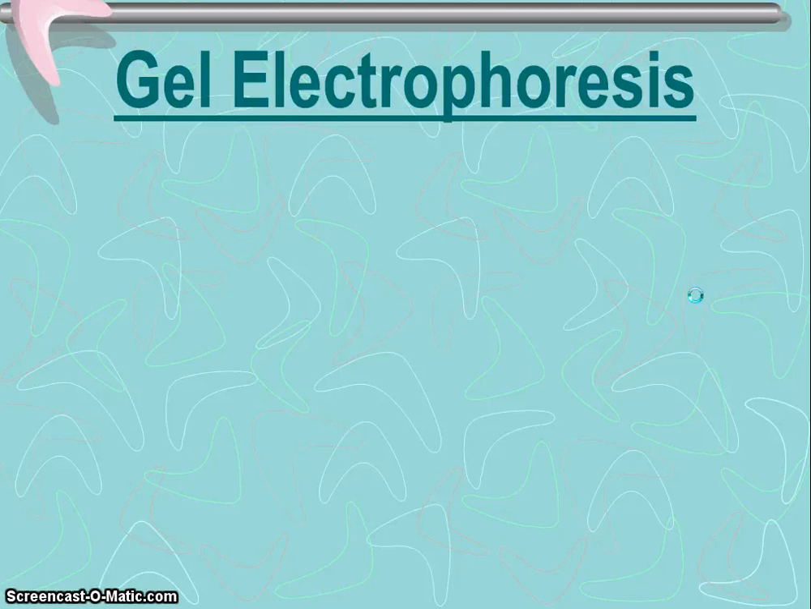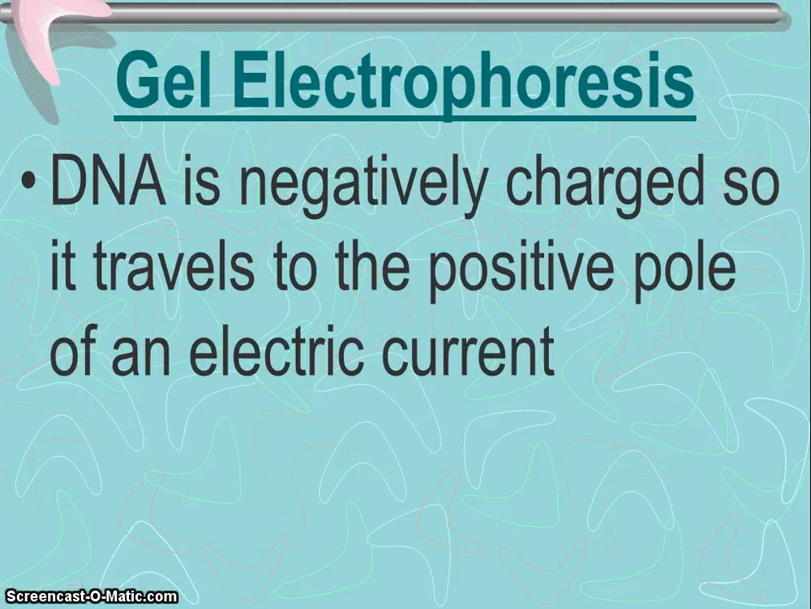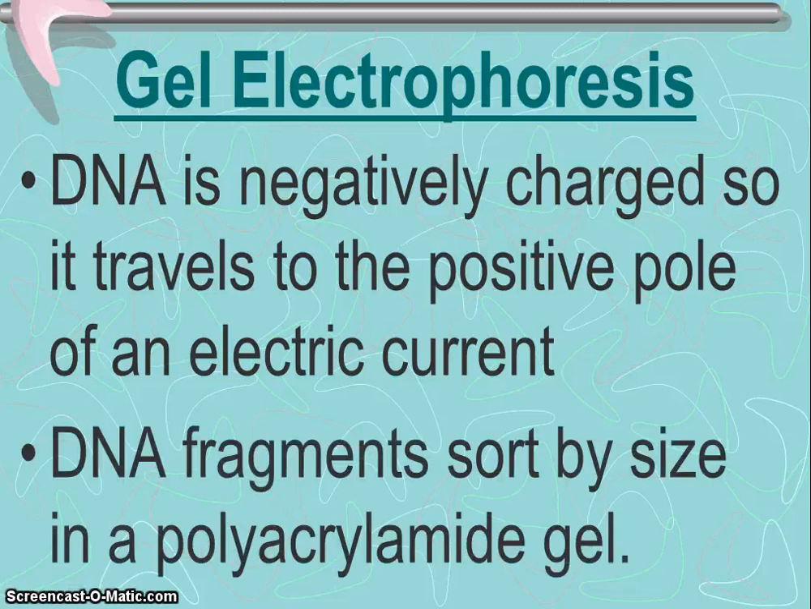So once we can cut DNA up into little fragments, we can then visualize it by running it on a gel or performing gel electrophoresis. So just so you know, DNA is negatively charged. So when you plug in your little apparatus, the DNA will travel to the positive pole because you're plugging it into a power supply. That is going to allow the DNA fragments to sort by size, and that is because it's found in this polyacrylamide gel, and you'll get to see this in the lab.